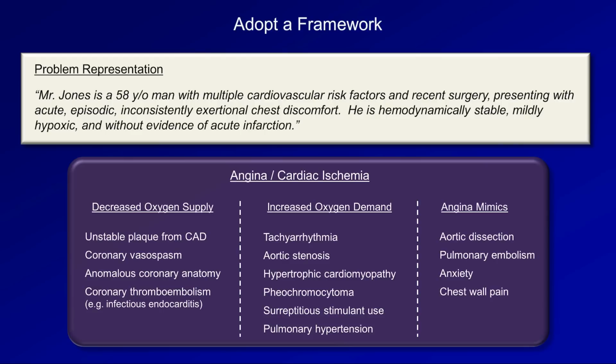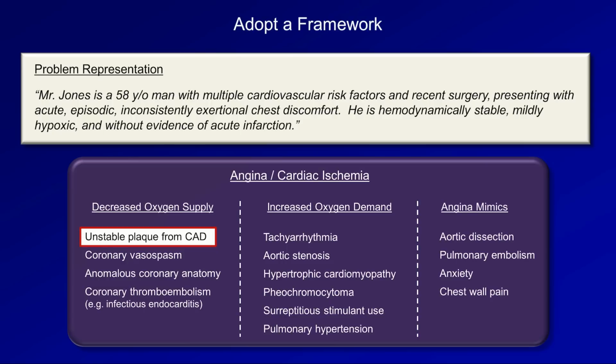Two additional notes about this framework. First, the general category of angina due to increased oxygen demand is frequently referred to as demand ischemia. Second, the diagnosis at the top of the decreased oxygen supply category is listed as unstable plaque from CAD or coronary artery disease. That's sort of equivalent to common usage of the term unstable angina. The problem is unstable angina is technically a symptom or a symptom syndrome and not necessarily a pathophysiologic mechanism, despite its frequent usage as such.